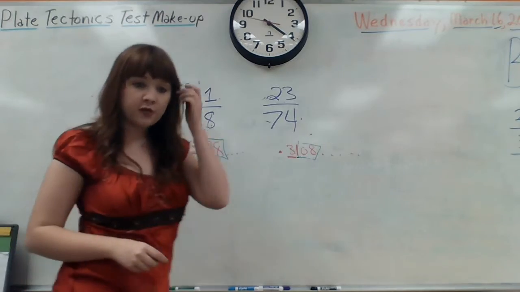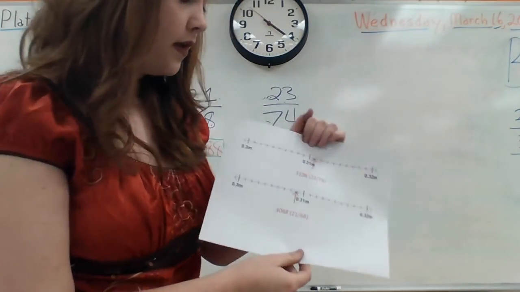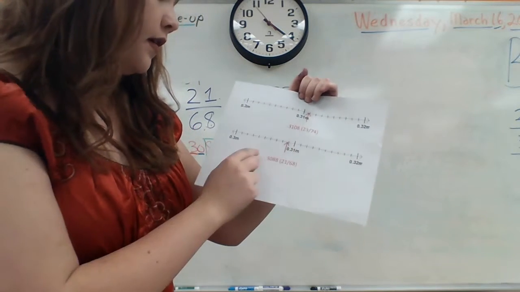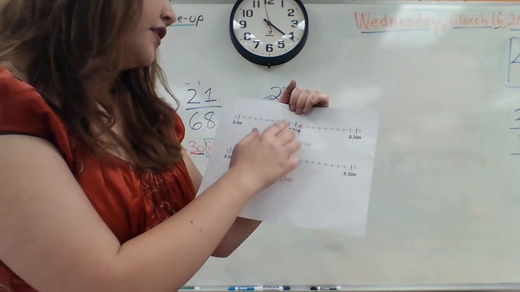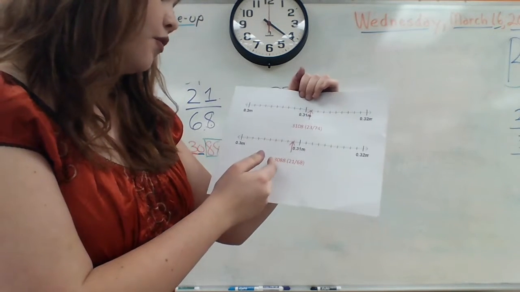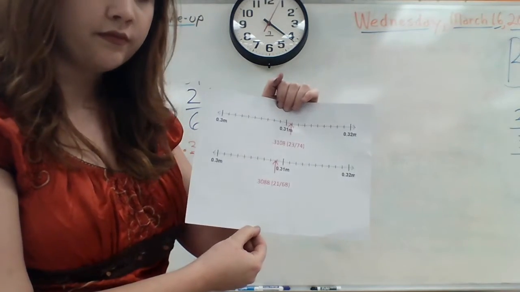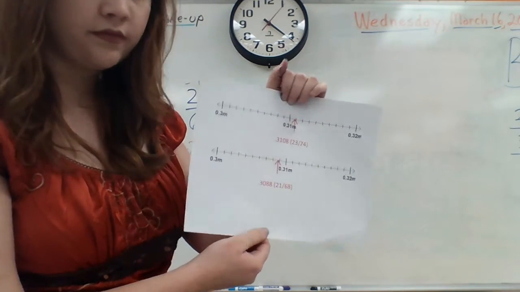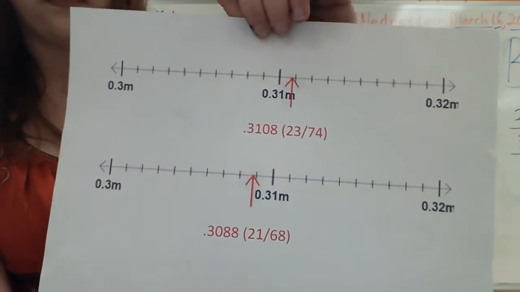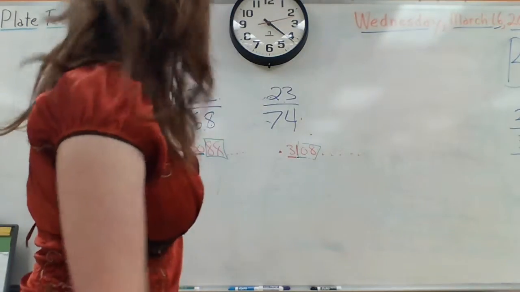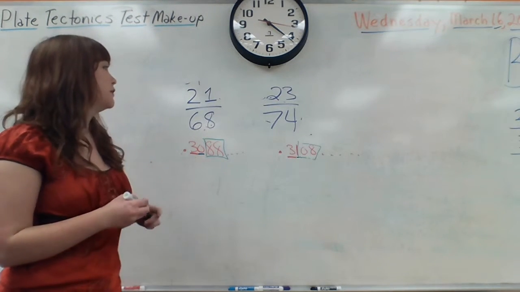Another way to look at this would be to compare these numbers on a number line. Because 0.3108 is further to the right than 0.3088, it is the larger number. I'm going to bring that closer to make sure you can see it. And that's all there is to it. That's the convert to decimals method.